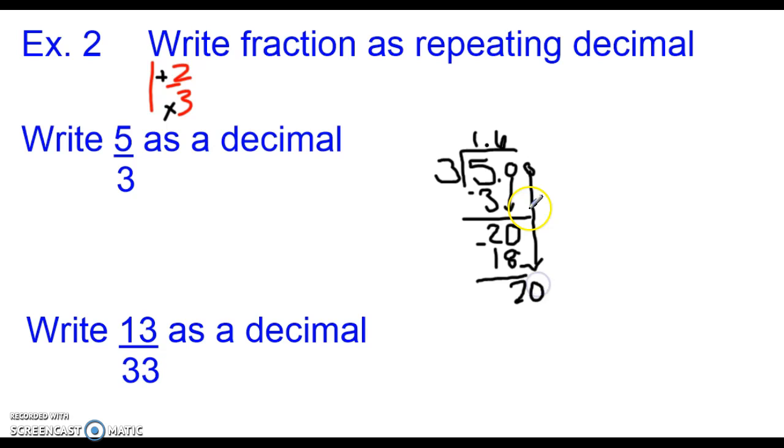3 goes into 20 6 times. 6 times 3 equals 18. When I subtract, I get 2. So you can see this pattern. I'm going to keep getting 2, and then up here I'm going to keep getting 6. So you would write this as 1.66 with a line over the first 2 numbers. That is a repeating decimal. Keep going on forever and ever.